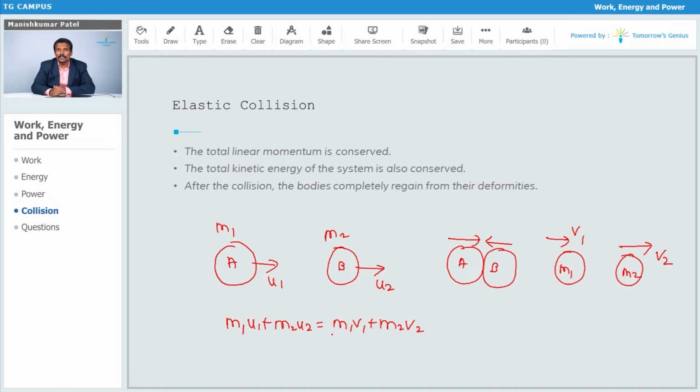After the collision, the bodies completely regain from their deformities. That is what we call an elastic collision. These are a few properties of elastic collision: the momentum and kinetic energy, both of them, are conserved.